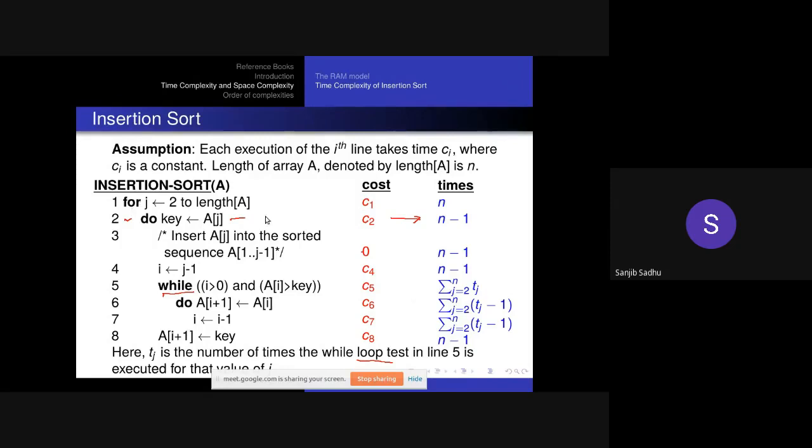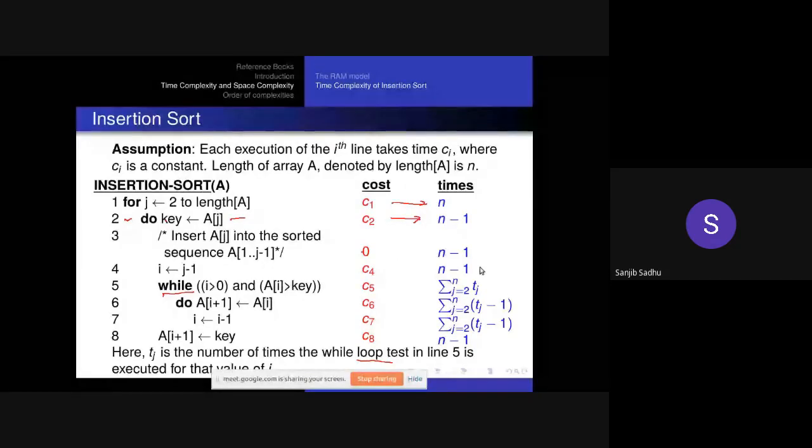What you need to do is multiply. See, this statement has cost c1 and it is executed n times. So c1 into n. This key assignment is executed n minus 1 times, and each has cost c2. So the total cost will be c2 into n minus 1. In this way, you multiply the cost with the number of times it is executed, and then finally add to find out the total time complexity.